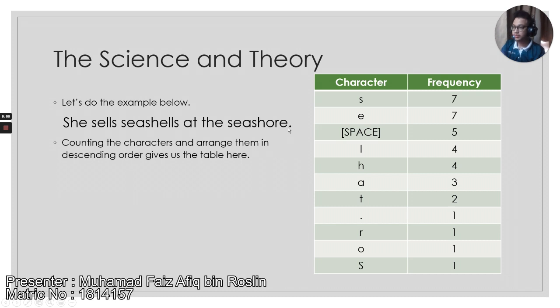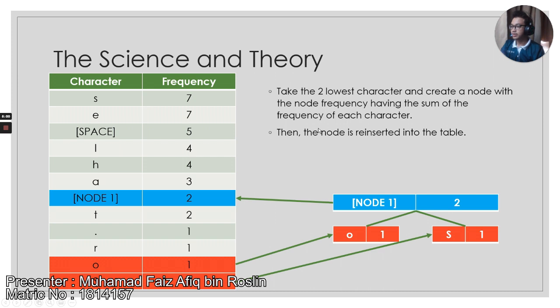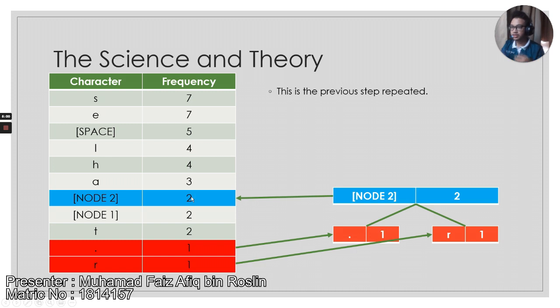After we have counted them and put them into the table, we are going to add the two lowest characters and create a node with the frequency being the sum of the frequencies of each character. As you can see, we take these two, which are the lowest, the O and the capital S. We sum them up and get 2, and it becomes the first node, which is 2. Then we repeat the previous step: 1 and 1 are the lowest, we sum them up, and it becomes the second node, which is 2.